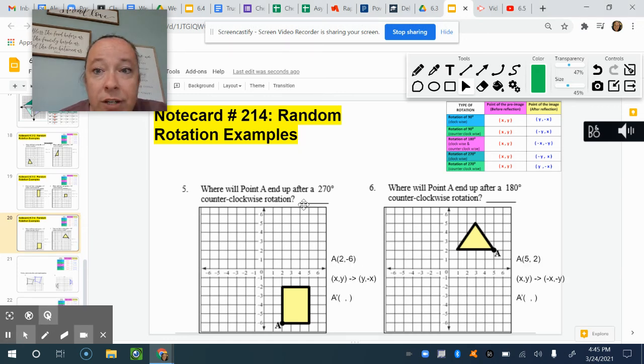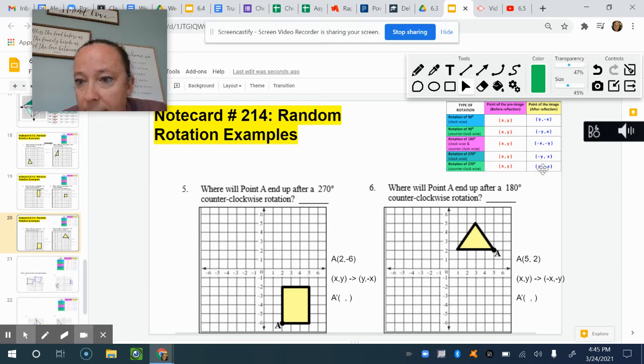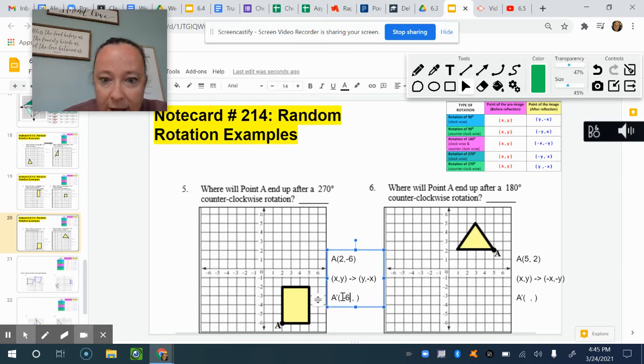All right, so a 270-degree counterclockwise is right here, so it maps to (y, negative x). The y value, which is negative 6, is going to go right here in the front. And my x value is going to go at the end, but negative. So that'd be negative 2. So A prime would be negative 6, negative 2, and that's a 270-degree counterclockwise.